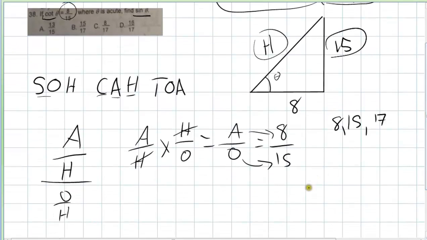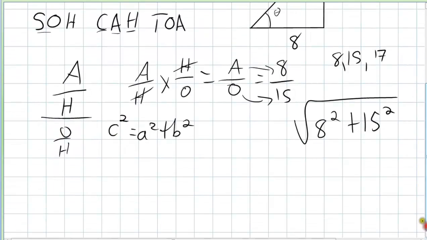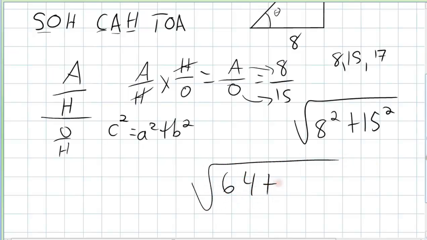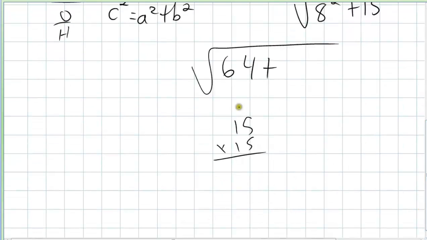You can just solve for it by doing the square root of 8 squared plus 15 squared. Because remember that the hypotenuse squared, or sometimes it's referred to as just c squared, is equal to a squared plus b squared, where c is the hypotenuse. So when we take the square root of everything, we should get c, or the hypotenuse. So I'm going to have to do the square root of 64 plus, and I don't remember off the top of my head what 15 squared is, so I'm just going to have to do the math.